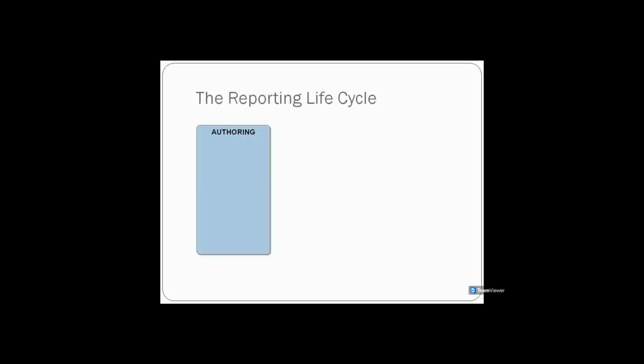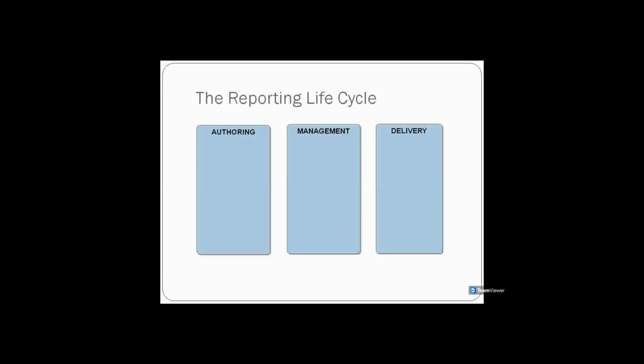And the reporting life cycle. The reporting life cycle has first authoring, then management, and then delivery. What do you mean by authoring a report? Authoring a report means creating a report. As a developer, you should be able to create a report. When you create a report, you will get an .rdl file. RDL stands for Report Definition Language. Any .NET managed data provider you can use to create reports, report designer or custom reports also you can use. So creating a report is known as authoring.